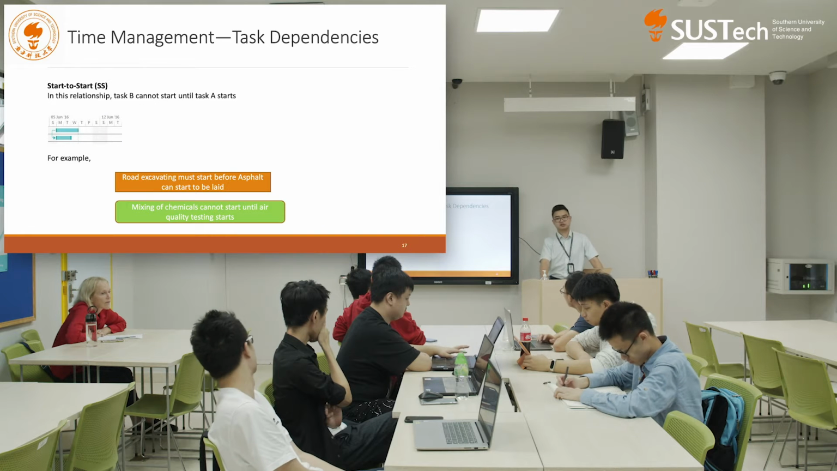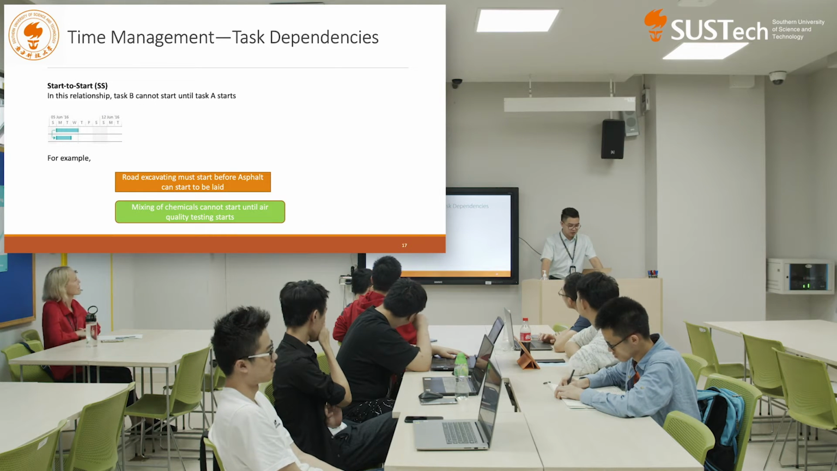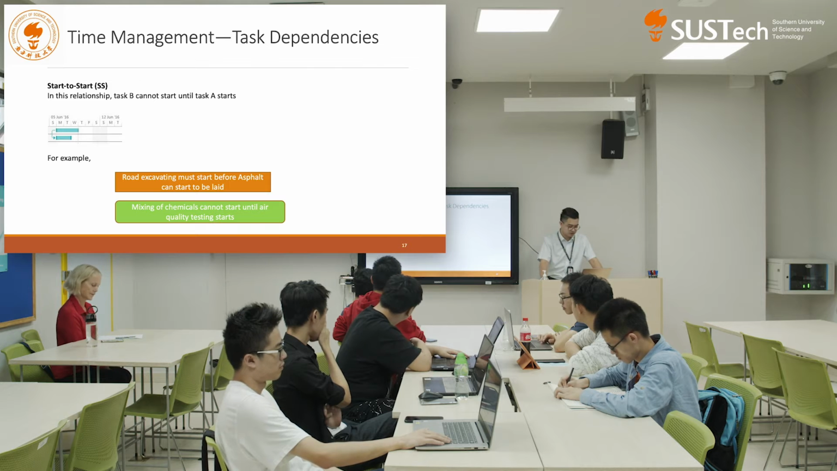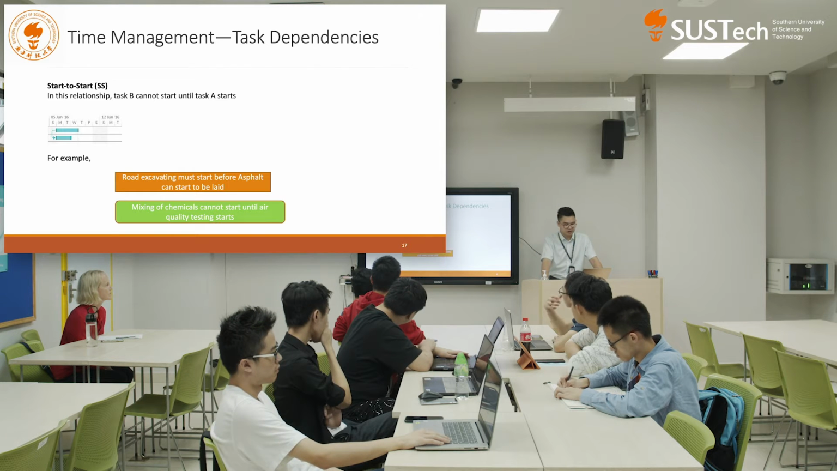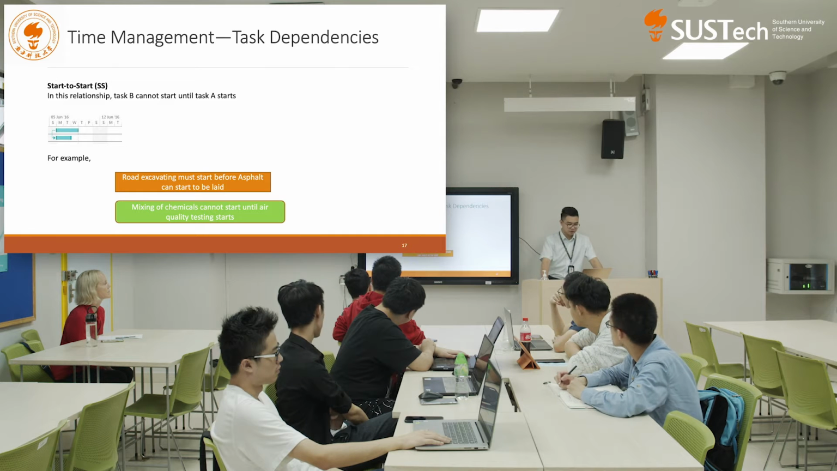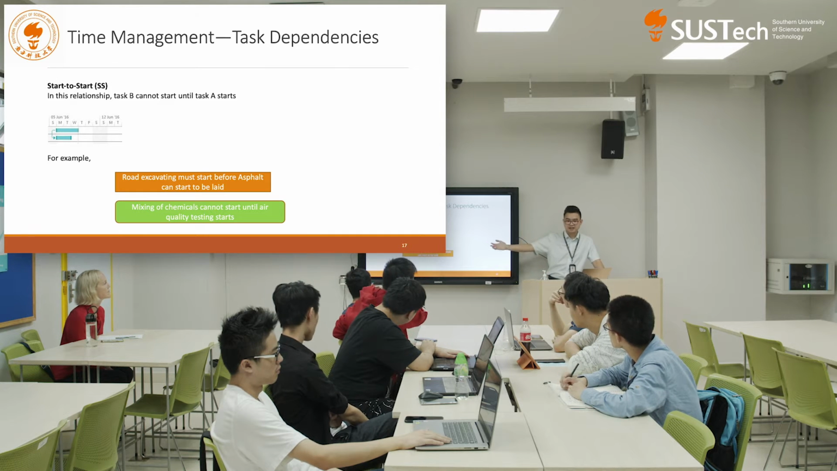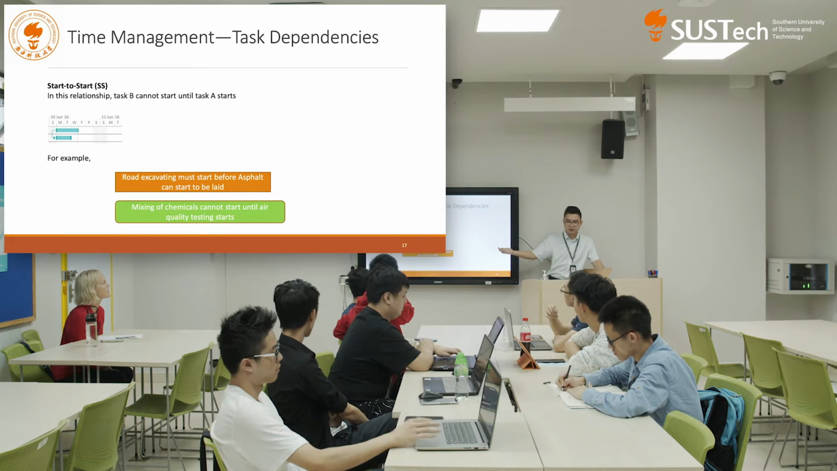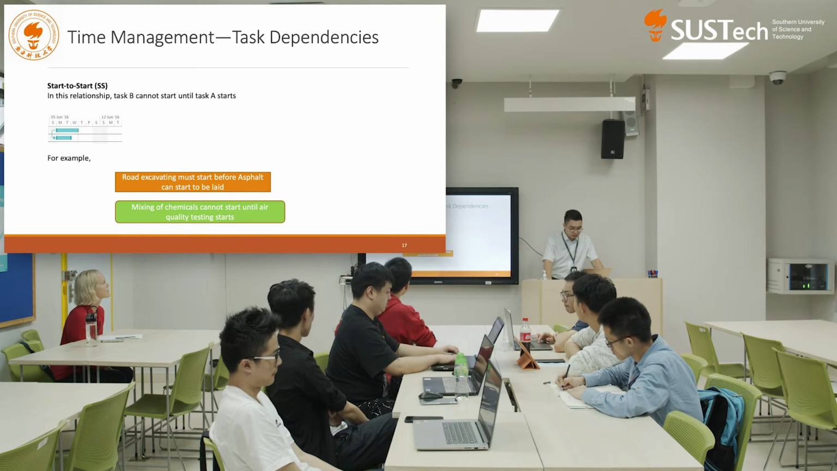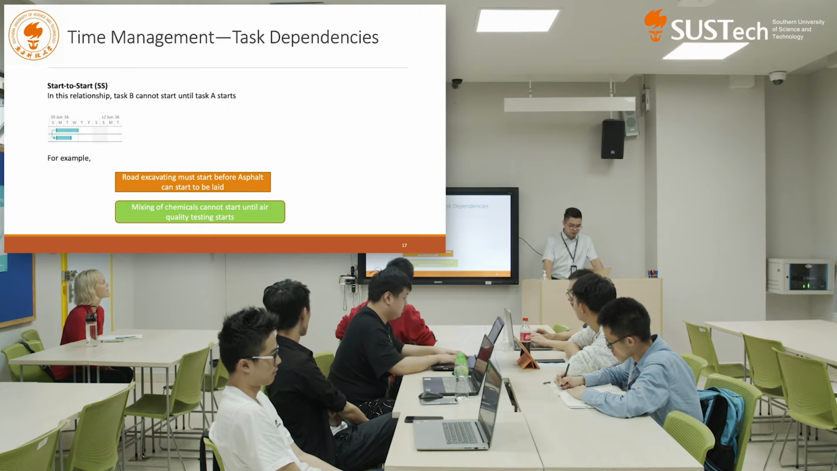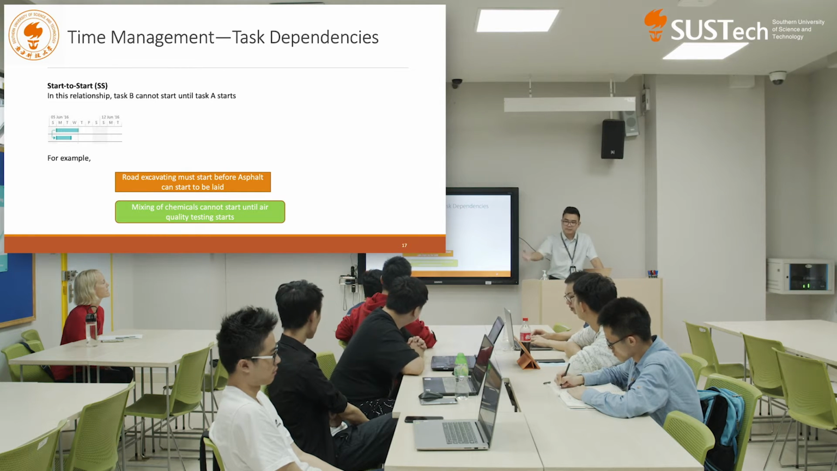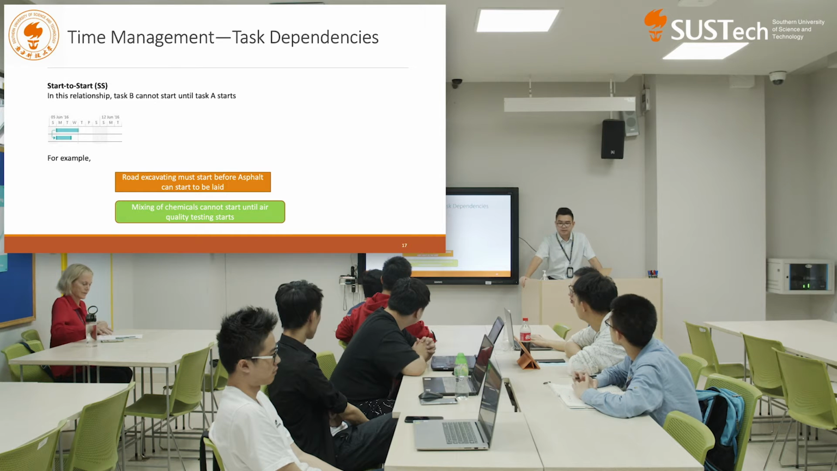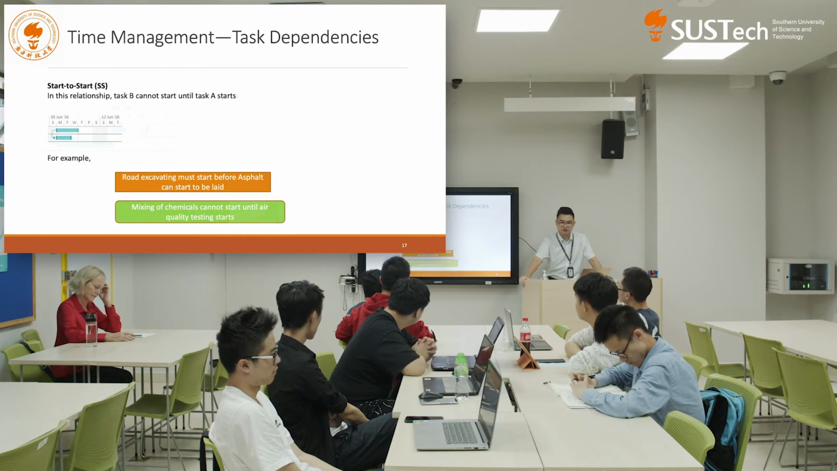And then we have the start-to-start relationship. So task B cannot start until task A starts. For example, the road excavating must start before the asphalt can start to be laid, right? So it's a technical project when constructing the road. And also, mixing the chemicals cannot start until the air quality testing starts. So those are the examples for the start-to-start relationship.